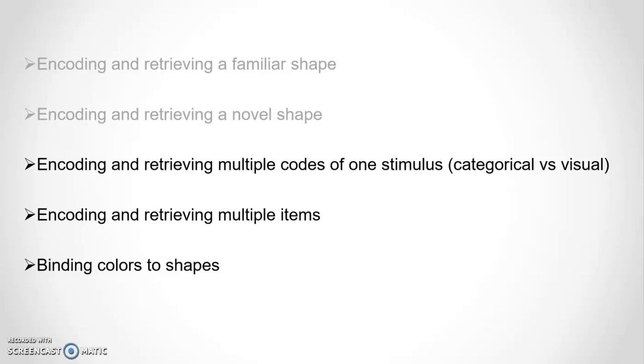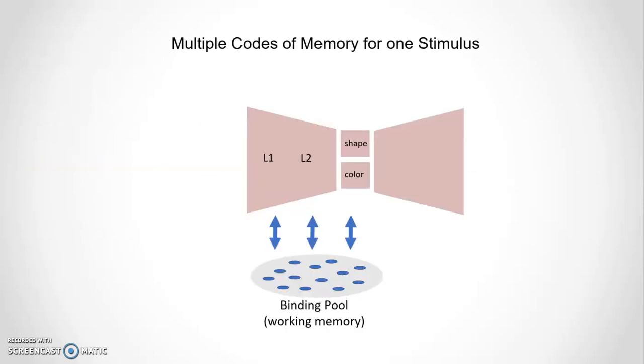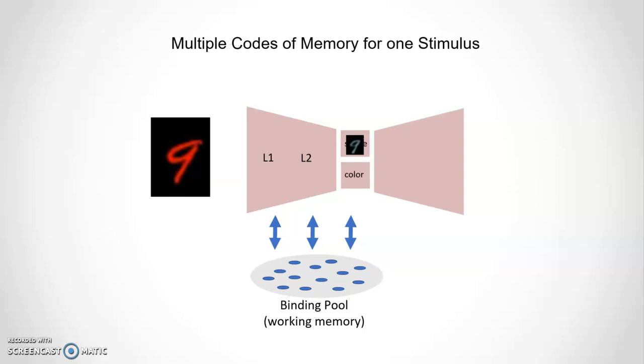The MLR model can also store multiple codes of an item. For example, a red 9 has shape and color representations in the shape and color maps. We could estimate the categorical information of these representations using the pre-trained classifiers, here red and 9, and store them in the binding pool along with the visual information.